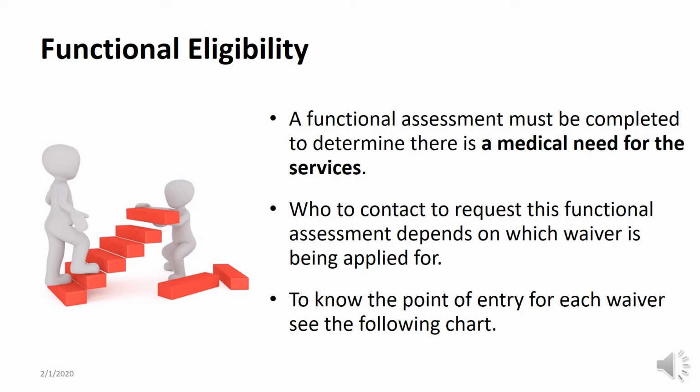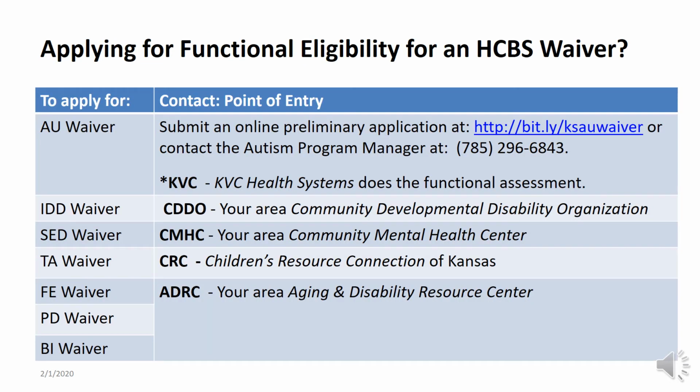Who you're going to contact to request this assessment depends on which waiver you're applying for. To know the point of entry for each waiver, let's see the following chart. When applying for functional eligibility for an HCBS waiver, this is where you have one of these organizations assess you functionally to make sure you have the medical need for the waiver services.